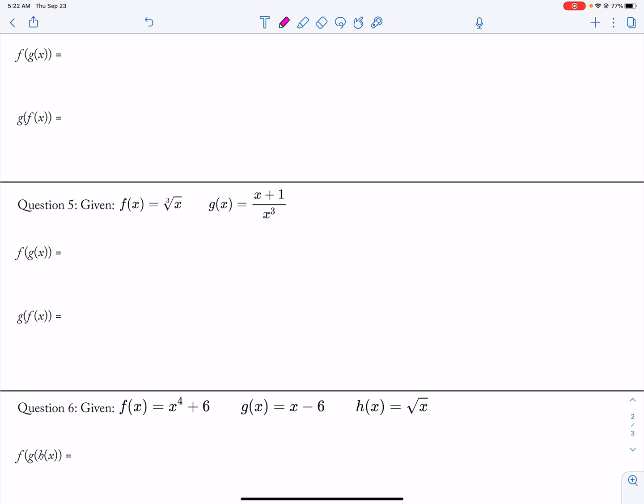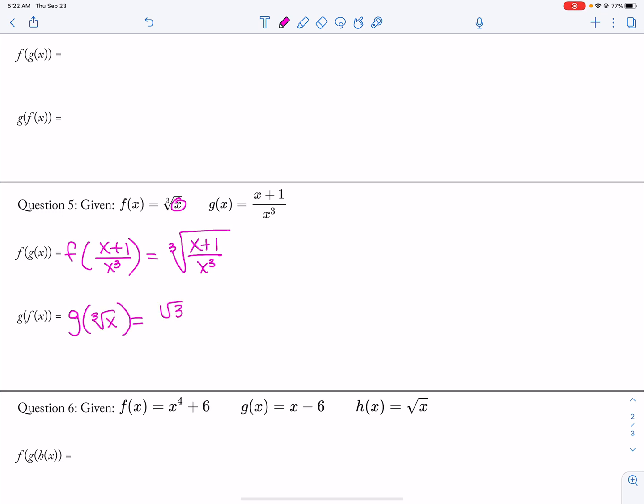Okay, so f of g of x. So I want f of x plus 1 over x cubed. So then I want the cube root of x plus 1 over x cubed, because I'm plugging in that entire thing in there. G of f of x, so I want g of cube root of x. So then this is the cube root of x plus 1 over the cube root of x cubed.